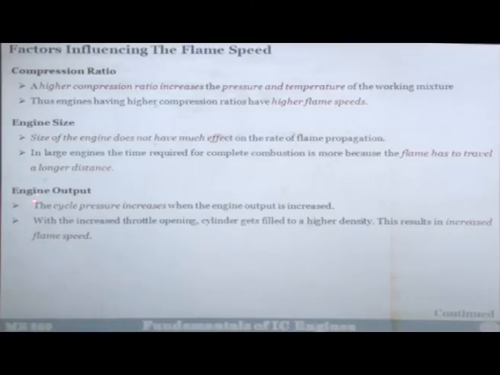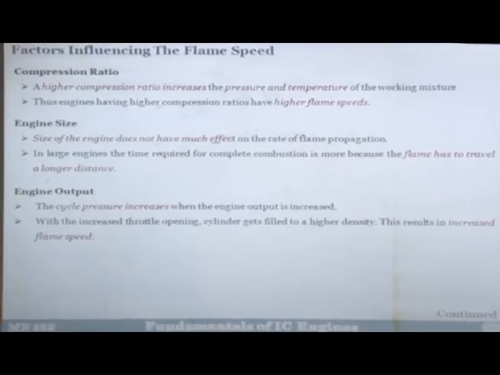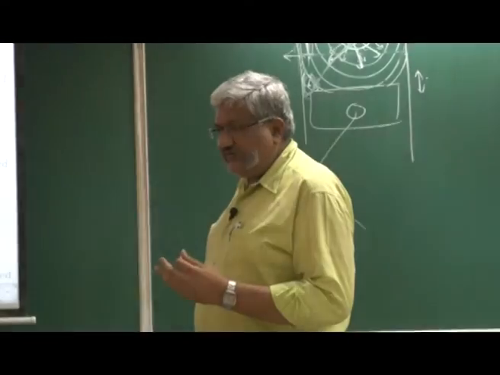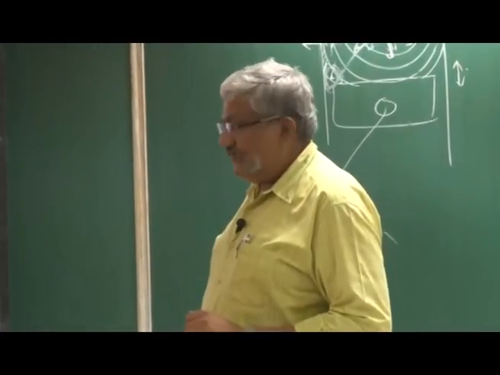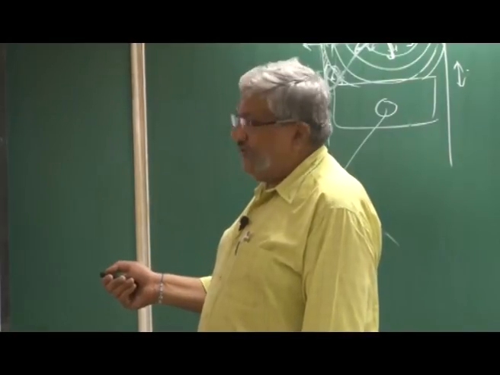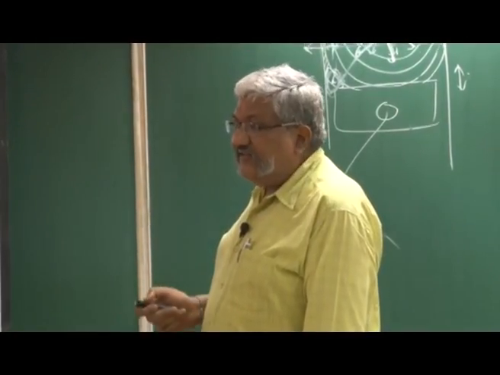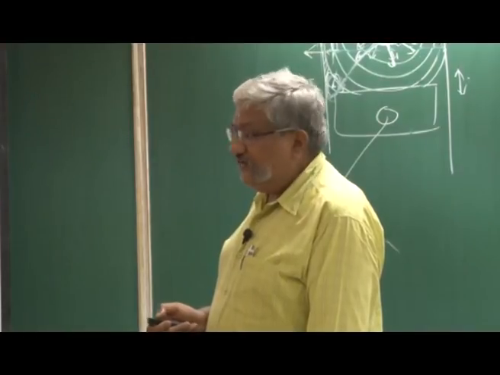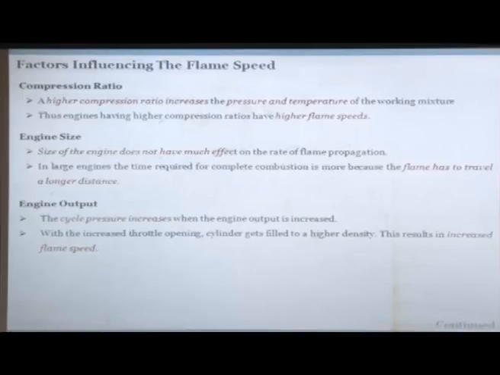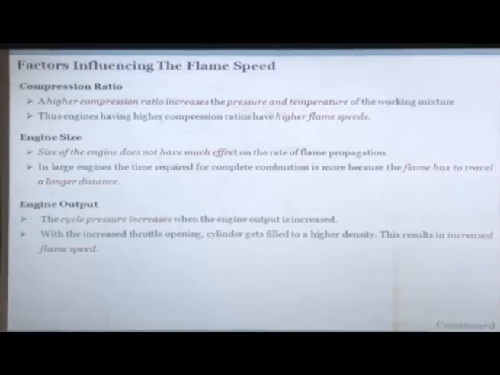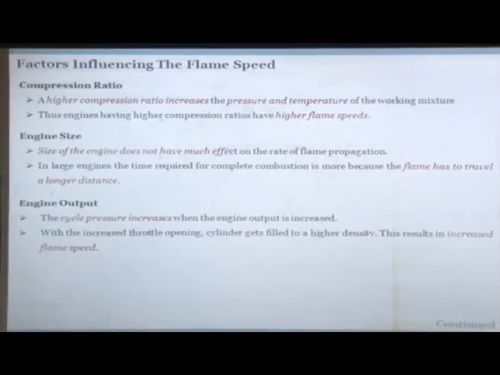Okay. The engine output. So, if you are having higher engine output, if you want to extract more power output from the engine, what is it that you have to do? You have to increase the amount of fuel in the engine. So, when you increase the fuel quantity, the peak in-cylinder pressure is going to increase. So, the cycle pressure increases when the engine output is increased, and when the cycle pressure increases, what happens to the flame speed? Obviously, the flame speed will increase. So, with the increased throttle opening, the cylinder fills with a higher density charge, and it results in increased flame speed.